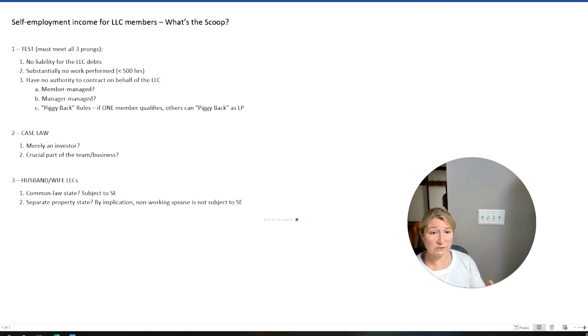If we're looking to see if this person looks like they're just investing in the company, they don't sign contracts, they do no work for the company, they're not liable for the debt, well then they're very similar to a limited partner in a general partnership, and in that case they qualify as a limited partner, not subject to self-employment taxes. Now, there's something known as a Piggy Back rule when it comes to this.